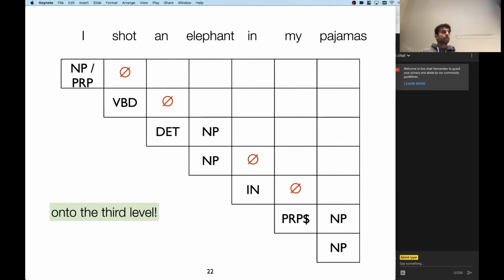Okay, any questions so far? Yeah. No, we'll see how that works in the third cell. Basically, whatever you're combining has to span all of the words in the cell that you're trying to fill in. In the second level, we could only ever combine two adjacent cells, but when we get to higher levels, there are many more possibilities that can be combined, as we'll see. Yeah, only continuous spans.